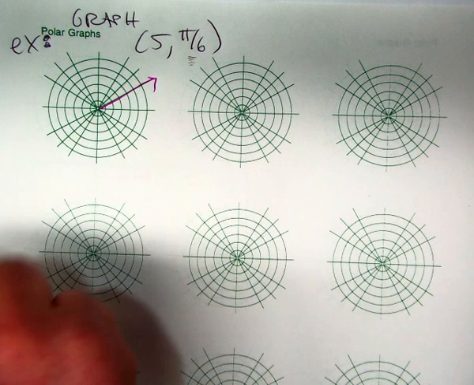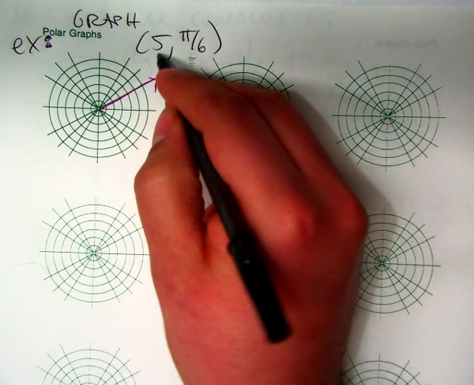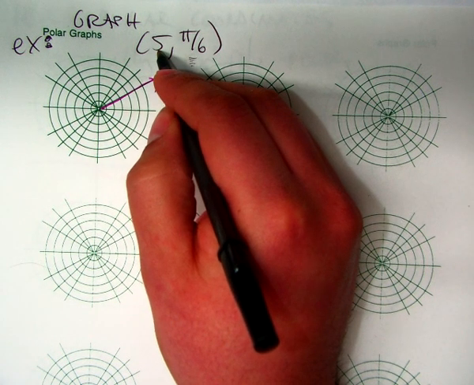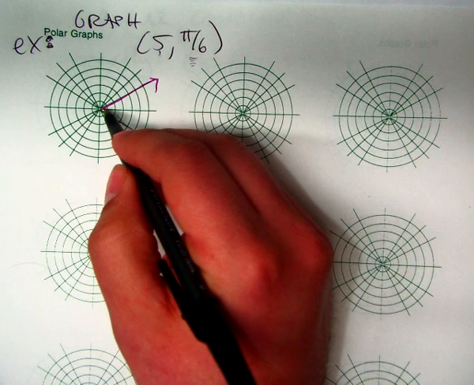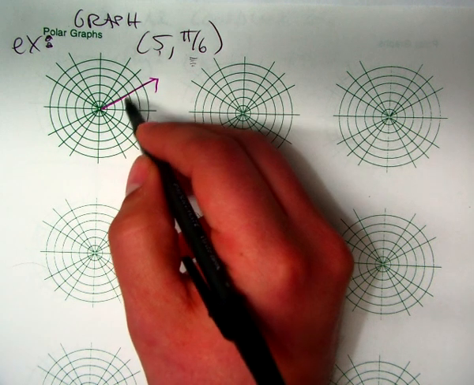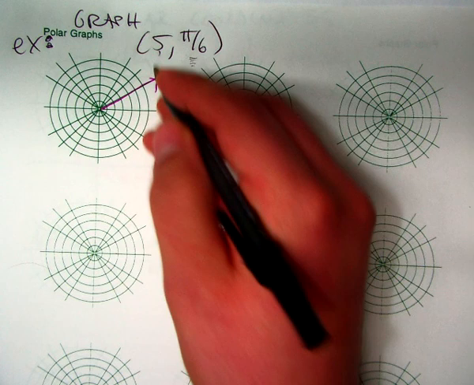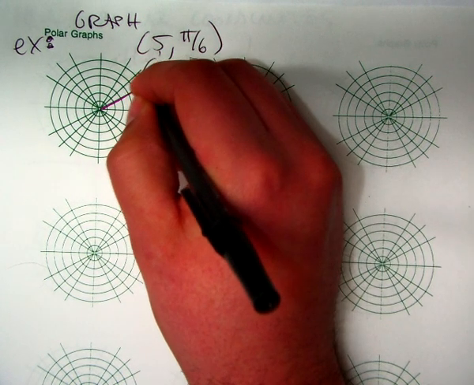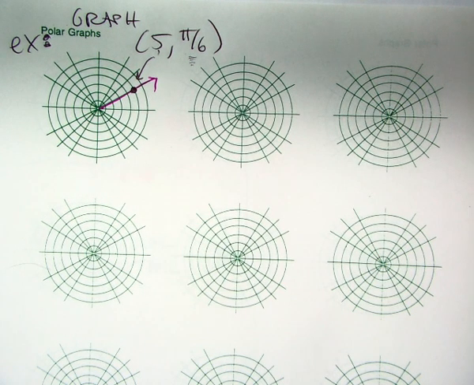And then all we do is, in that direction, we go out 5 units. And you see, now you got those pretty little circles that actually mark it off for you. Does that make sense? So we go out 1, 2, 3, 4, 5. Here's the position, or the point, 5 comma pi over 6. Are there any questions on how I graph that?